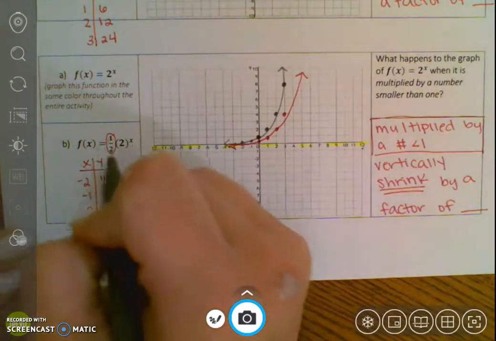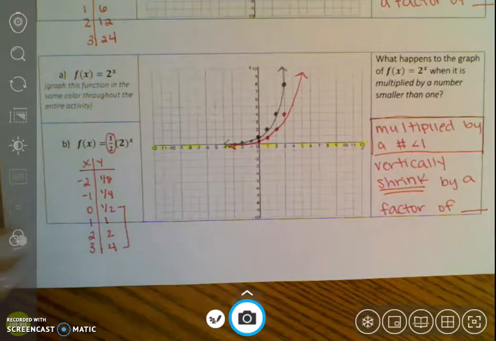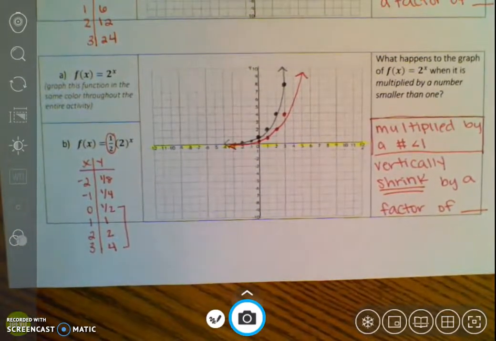Just whatever number, whatever fraction is out front. So this completes your notes.